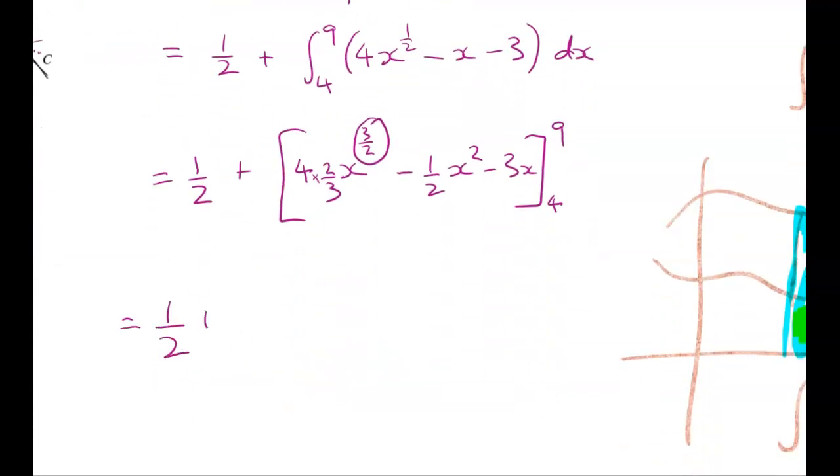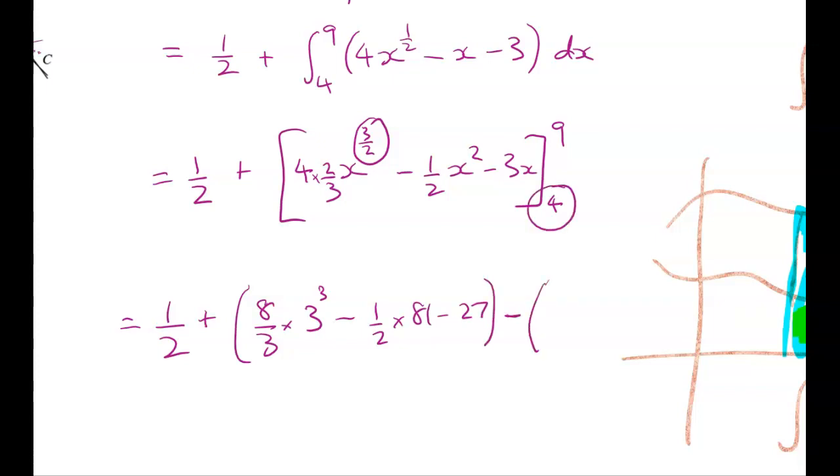So quickly going through this, we've got a half plus 8/3 times x to the power of 3 over 2. Well, the square root of 9 is 3, and 3 cubed is what we want there. Minus 1/2 of 81, minus 27, minus, and now off we go again with 4. So it's going to be 8/3 of 4 to the power of 3 over 2, which is the square root of 4, 2. 2 cubed is 8. Minus 1/2 of 16, minus 12.